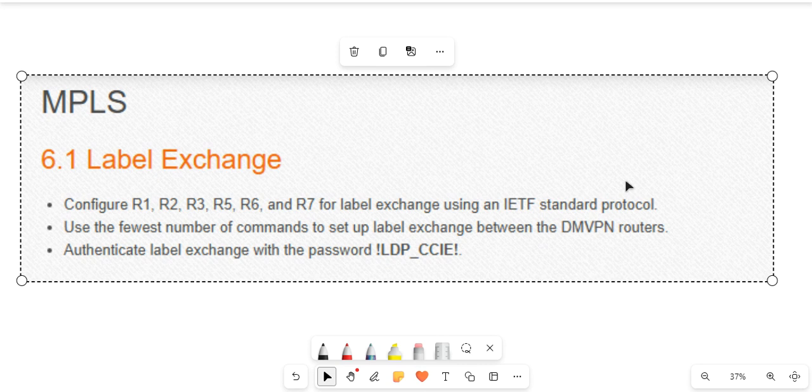Hello everyone, this is INE Foundation Lab 3, section 6.1 Label Exchange. This section is about MPLS. Let me explain the MPLS concept and I will come back and conclude this section.